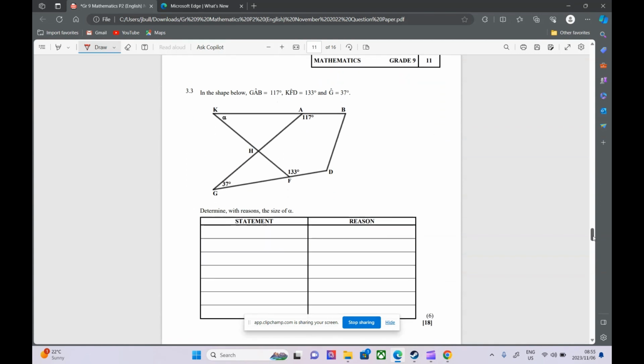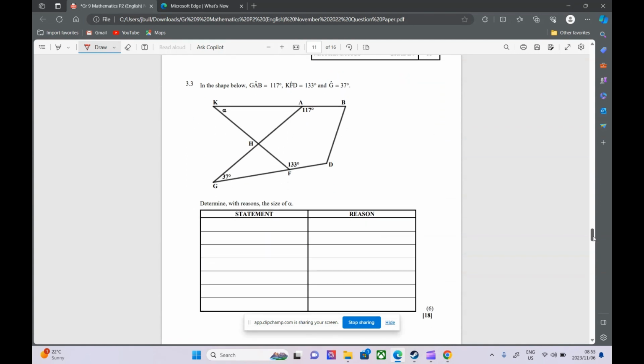Okay, then we've got 3.3 in the shape below. Angle A, so it's always this one in the middle that they're talking about, is 117. Angle F is 133, so that's that one. And angle G is 37, so that's that one. So they're just telling us what's already on the diagram. Determine with reasons the size of alpha. So we're trying to get this one on the top here.